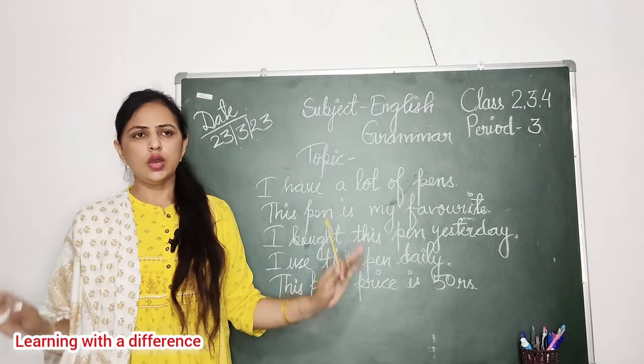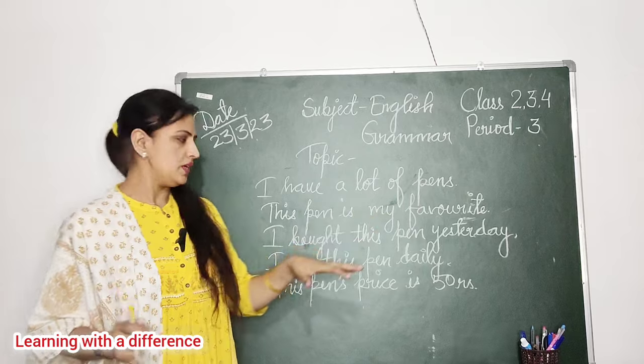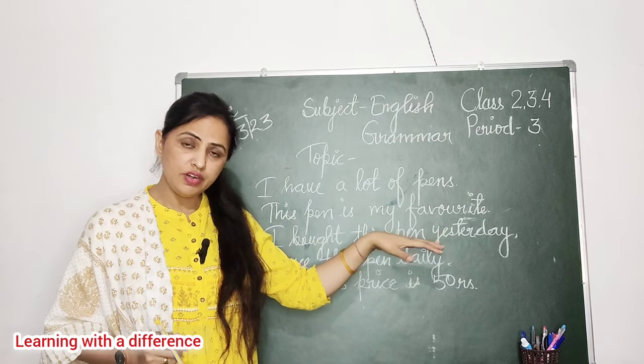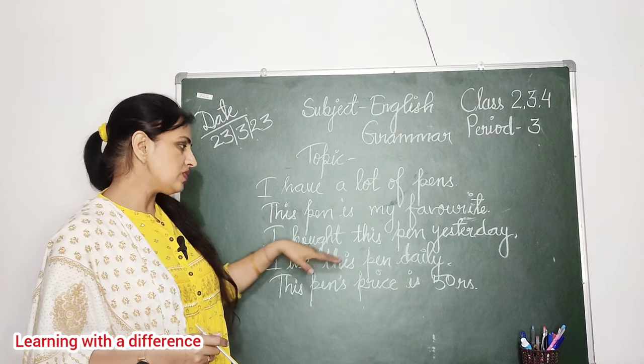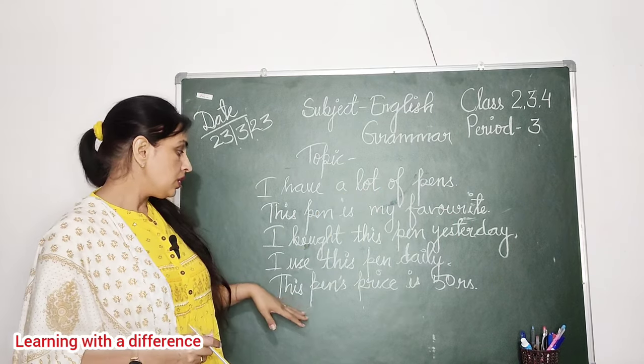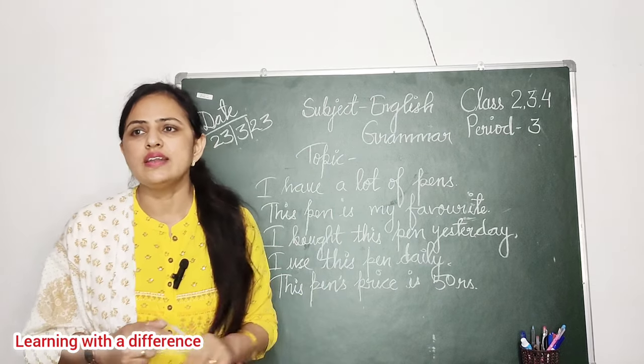Okay. Now you all see at the blackboard. I have a lot of pens. This pen is my favorite. I bought this pen yesterday. I use this pen daily. This pen's price is 50 rupees. Now you all see at the blackboard.